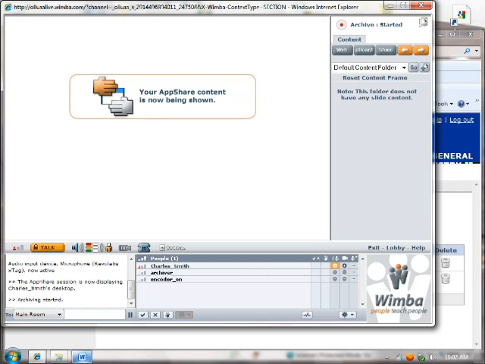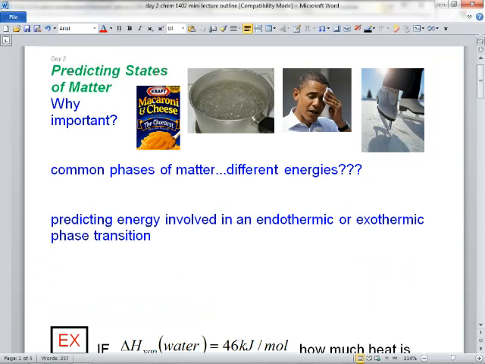Or sweating. Our body evolved this sweating process to cool ourselves down. Again, it's predicting states of matter. Ice skating, you couldn't even ice skate without states of matter and being able to predict why one goes to the other and the funky things that are going on with water. Okay, so we'll hit on each one of those.